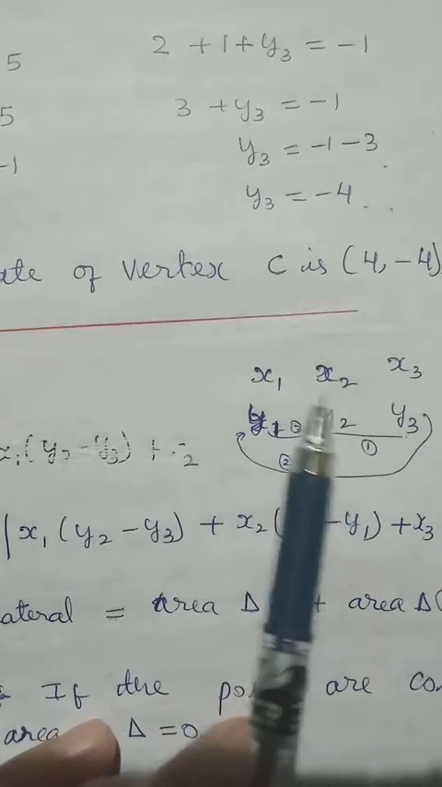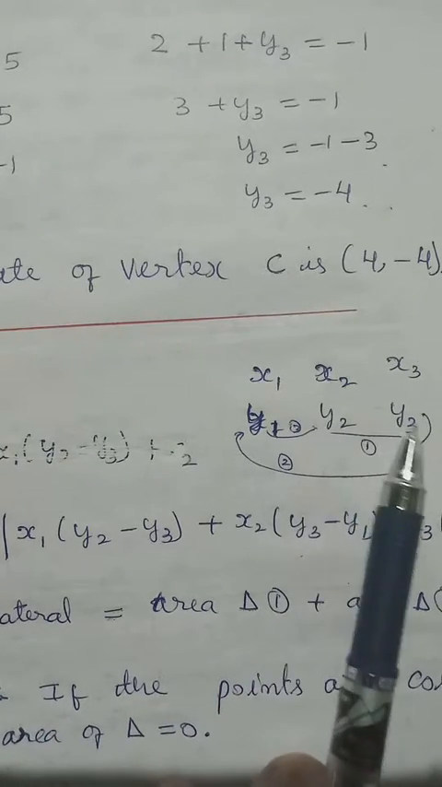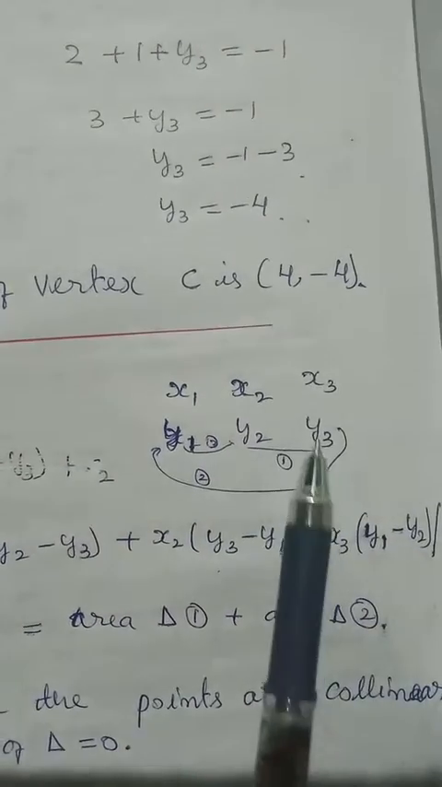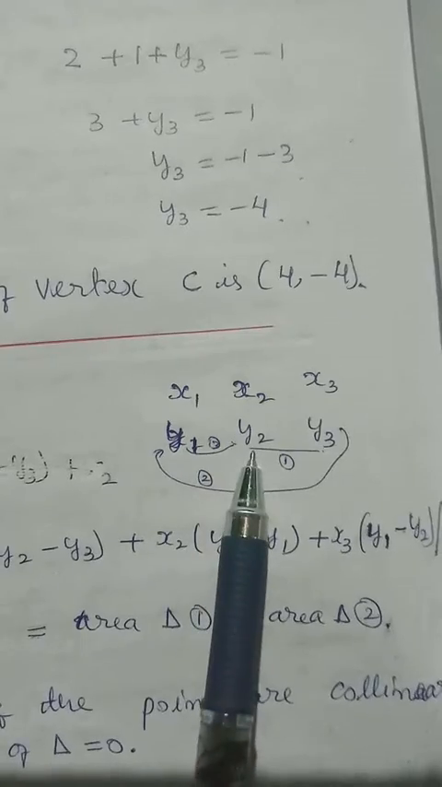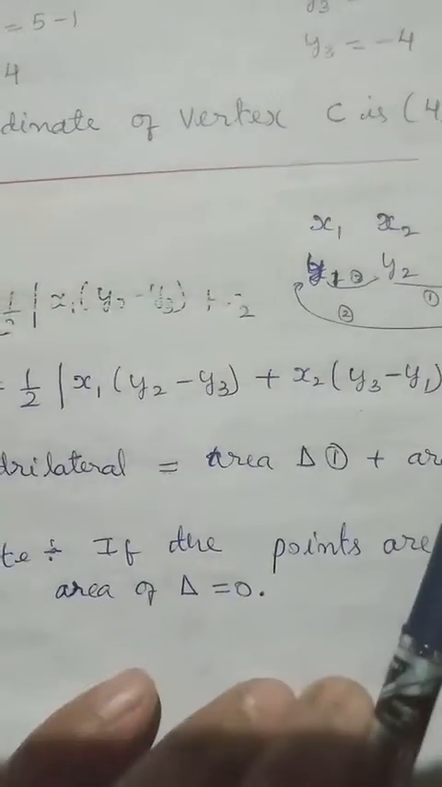Then if you take x2, okay, then forget y2. It comes y3 minus y1. Then if you take x3, forget y3, it'll be y1, y2. Okay, here we have half because this one will come from that one. We have area half base into height.